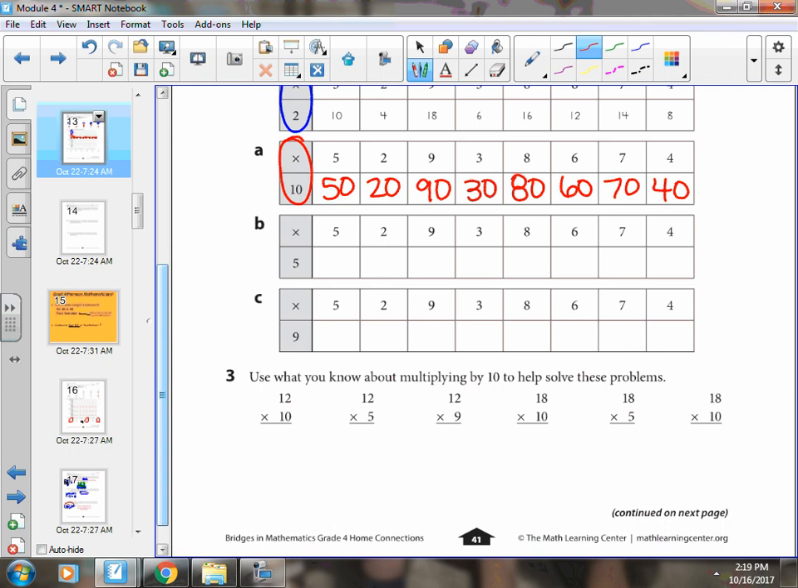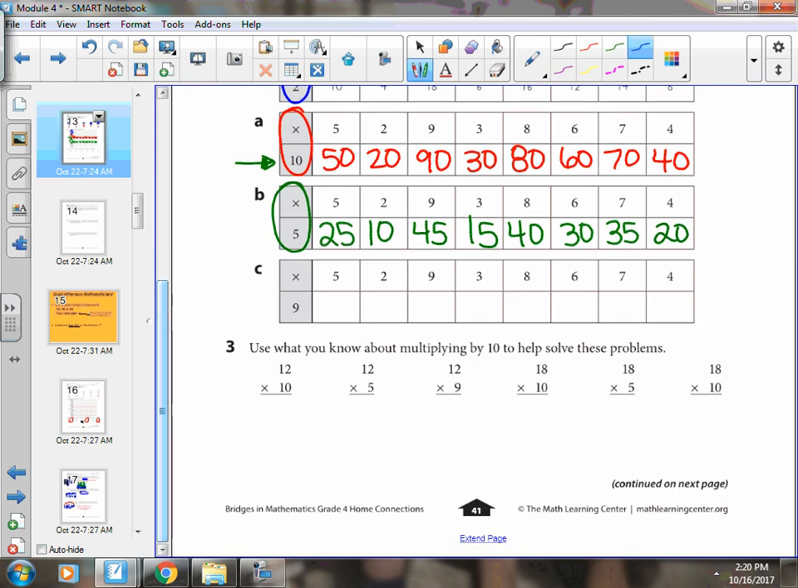The next table is multiplying by 5, and each answer is going to be half of what it is here, because multiplying by 5 will give you an answer that's half as big as multiplying by 10. 5 times 5, 2 times 5, 9 times 5, 3 times 5, 8 times 5, 6 times 5, 7 times 5, and 4 times 5. And notice that all of the answers are half as big as the answers I have written in red.